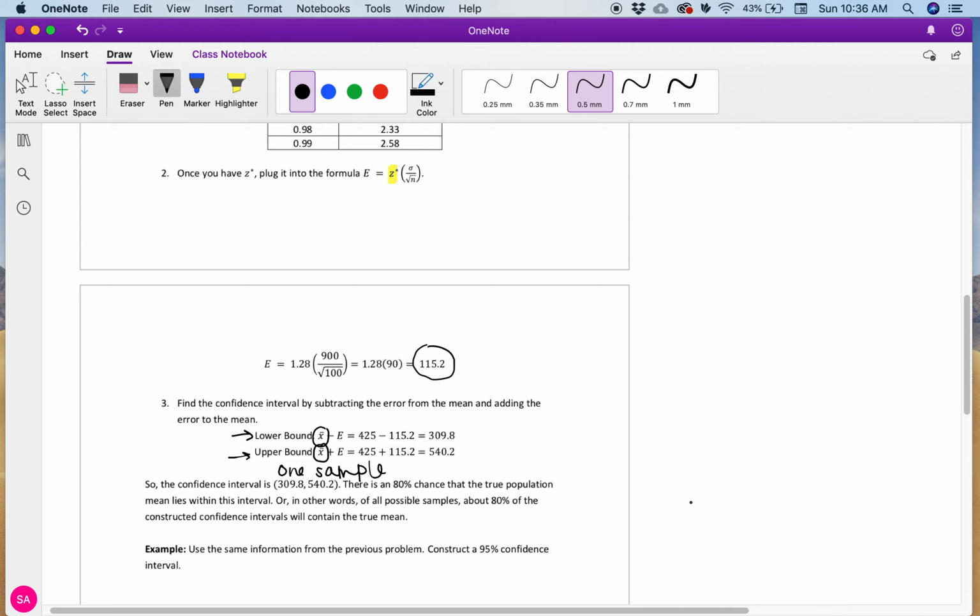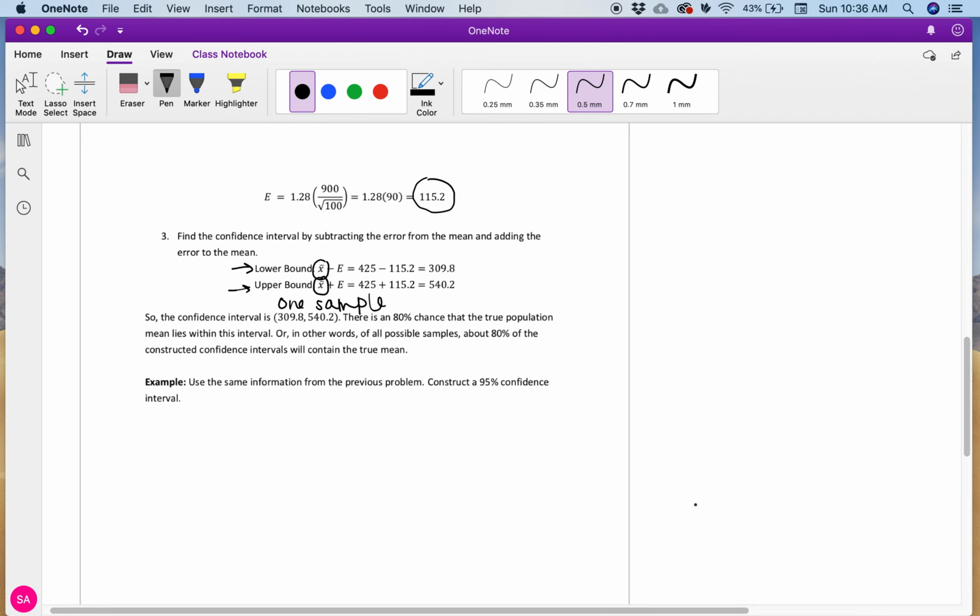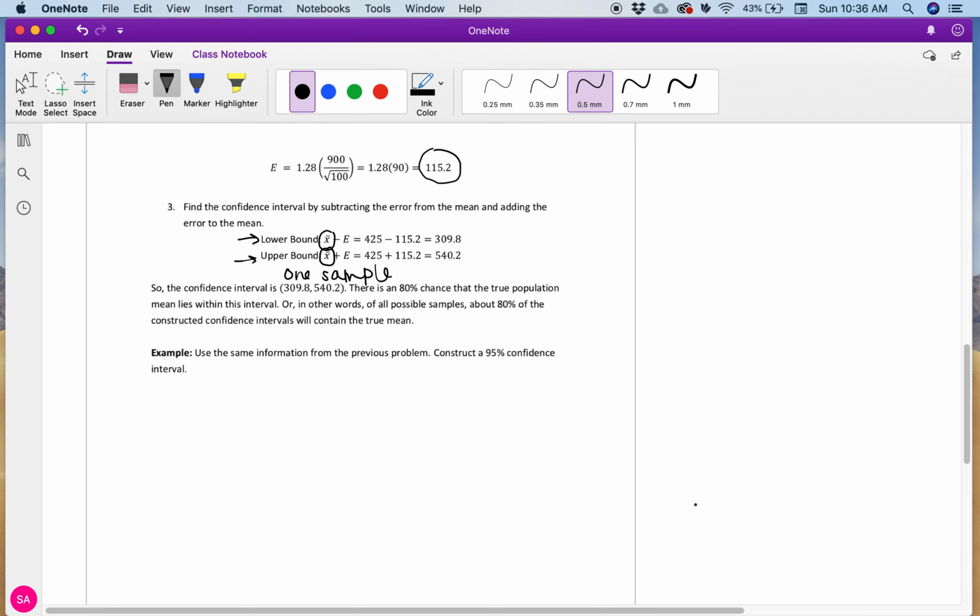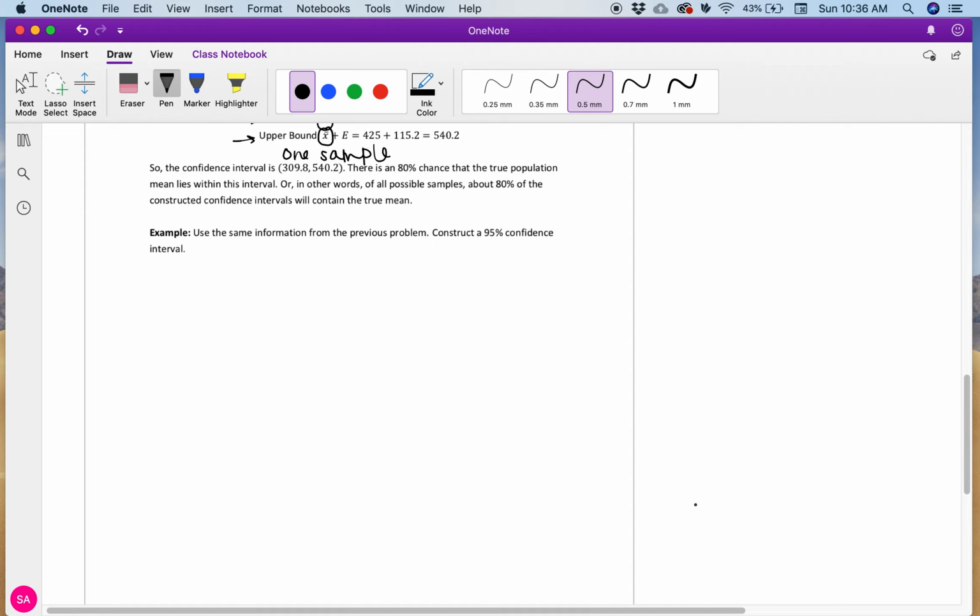Okay, so let's do this one more time. We're going to use the same problem, but now we're going to do a 95% confidence interval. So, just to rewrite some of the information, we had a sample size of 100. We had a mean weight of 425. That was our sample mean.